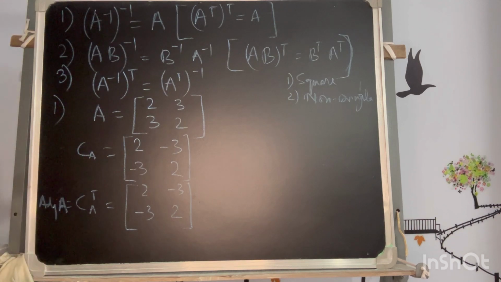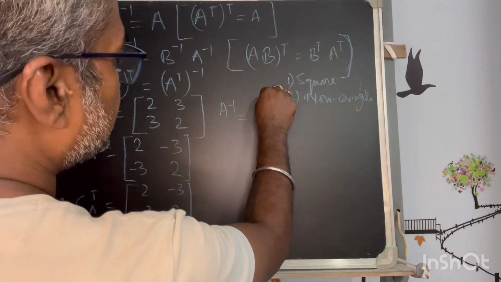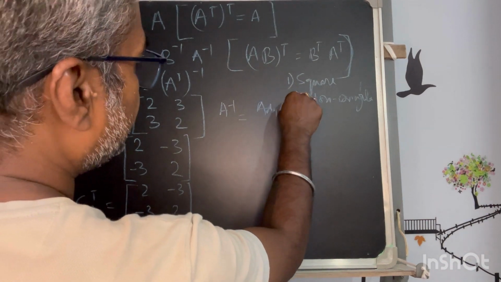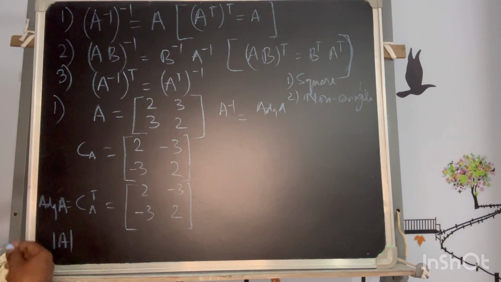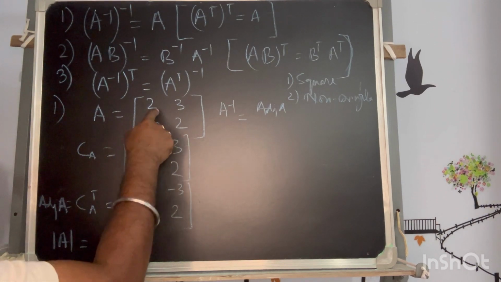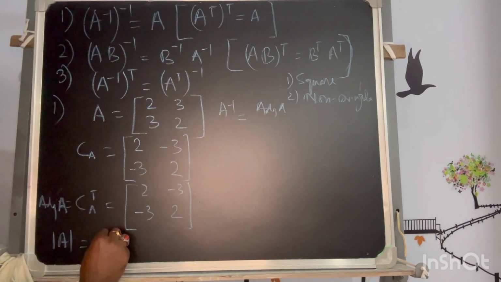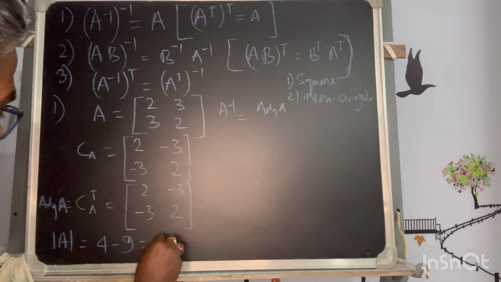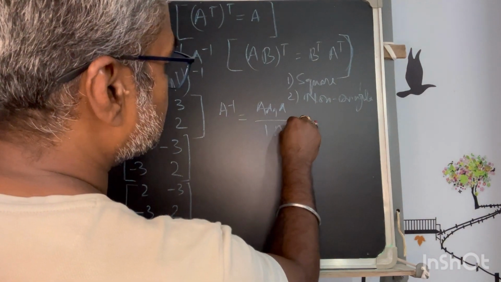So what I need to calculate A inverse is the adjoint of A, and another thing I need is the determinant of A. The determinant of A for 2 into 2 order is this cross this minus this cross this, so 4 minus 9, that is equal to minus 5. So this will be the formula.